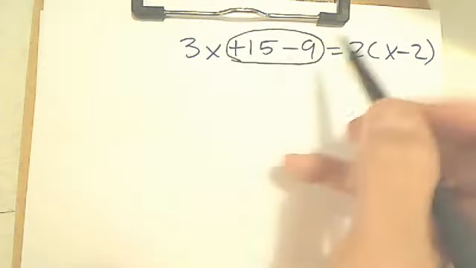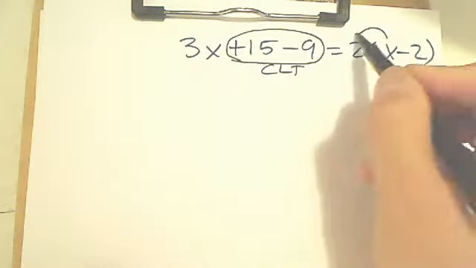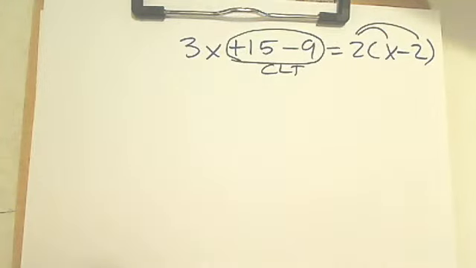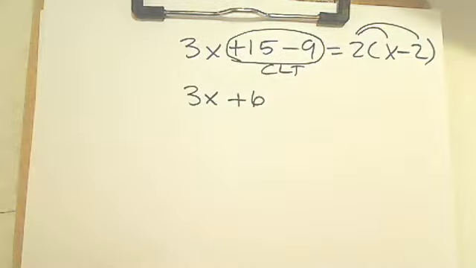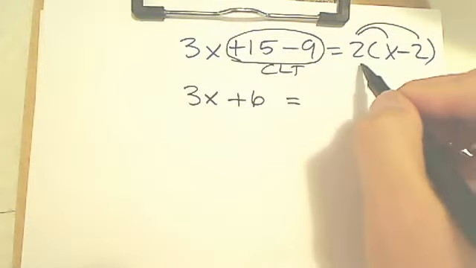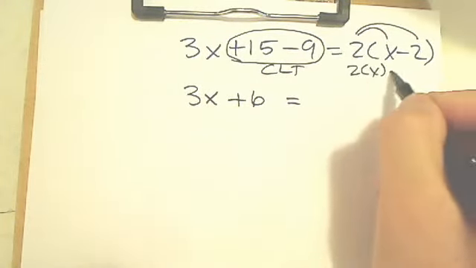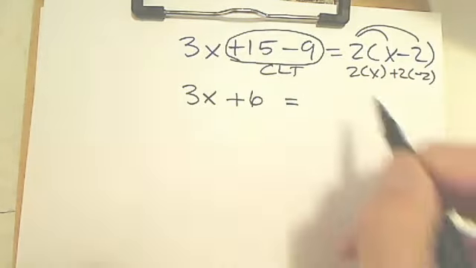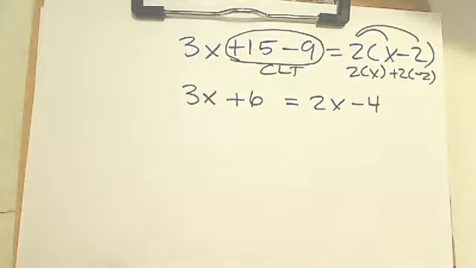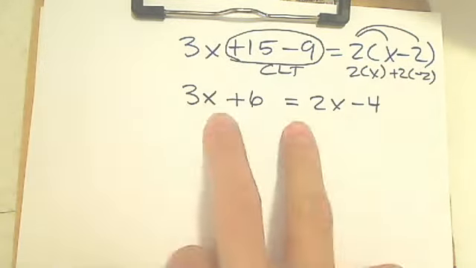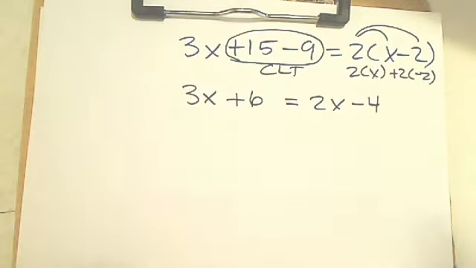Combine like terms in the front here. Distribution in the second part. Bring down the 3x. 15 minus 9 is 6 equals, it's 2 times x plus 2 times negative 2, which is 2x minus 4. Questions on the second line? Logan was asking, can we combine like terms across the equal sign? No. Only per side. And then, you have choices here.